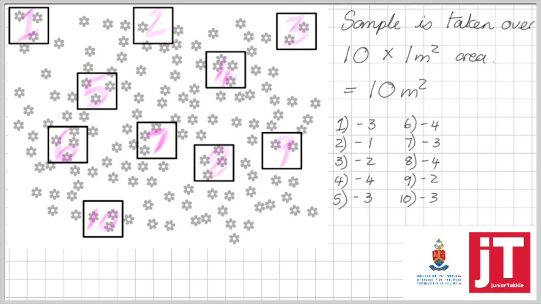And what I'm going to end up with now is a total number of individuals for those 10 quadrats. If we count nicely, you'll see that we end up with 29 individuals in those 10 randomly placed quadrats over the much larger habitat for these plants, in this case the flowers.